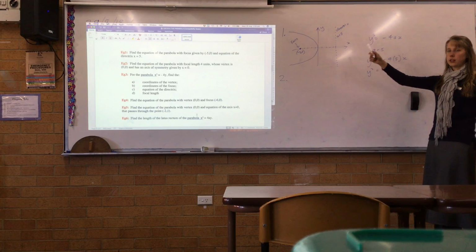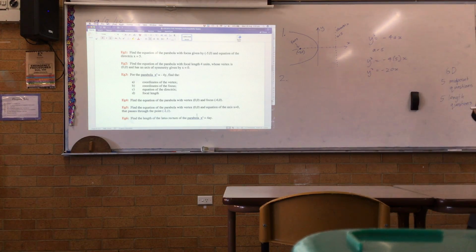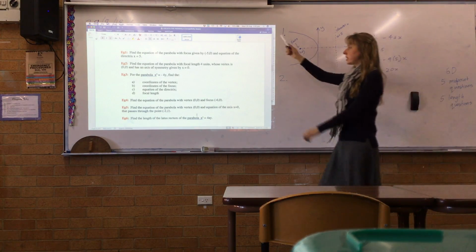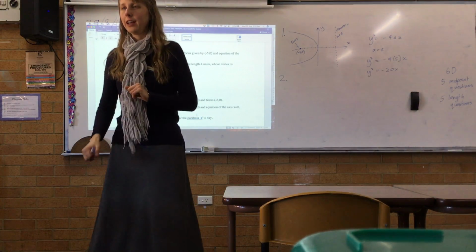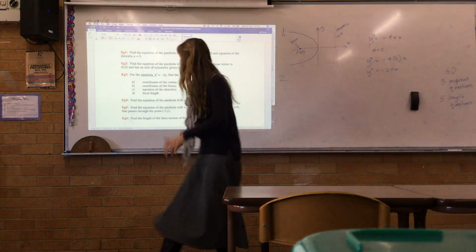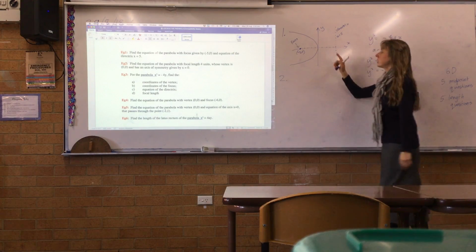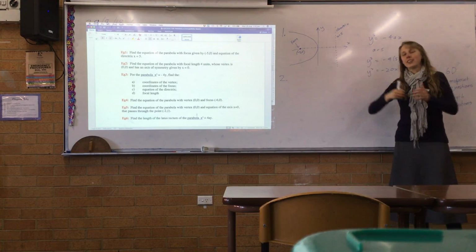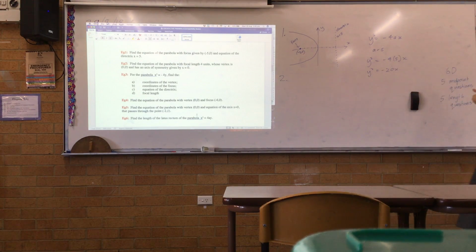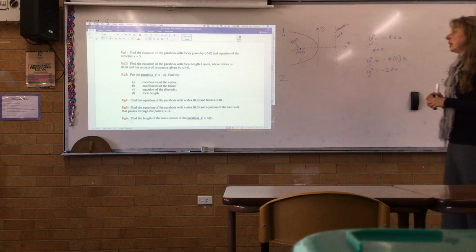And so the directrix is a? In this case, yes, because all of these ones that we're doing at the moment have a vertex of 0, 0. So it's the focal length. And yes, the directrix will help us with that because the directrix is going to be a units away. So for now, while we're doing ones with the vertex at 0, 0, yes, we can do that.